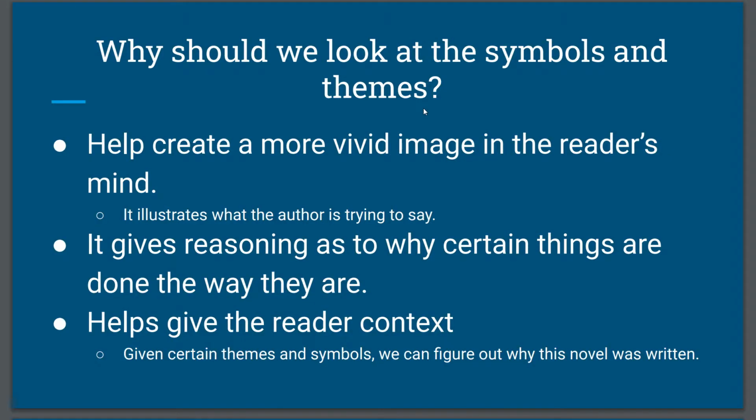So before we even get into the different themes and symbols, I think it's important to ask ourselves, why should we look at the symbols and themes in novels? Well, it helps create a more vivid image in the reader's mind. It gives reasoning as to why certain things are done the way they are, and it helps give the reader context, because given certain themes and symbols, we can figure out why this novel was written or why a certain part of the novel was written the way it was.